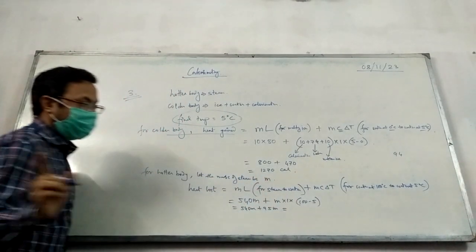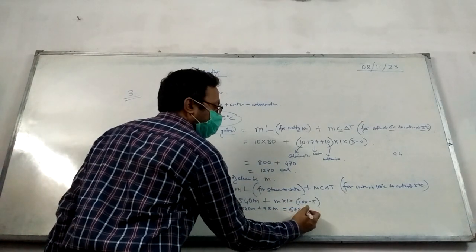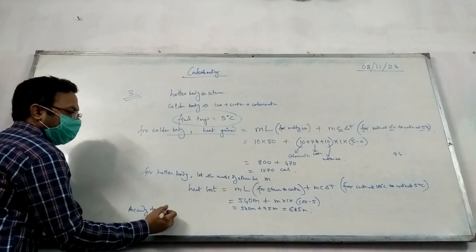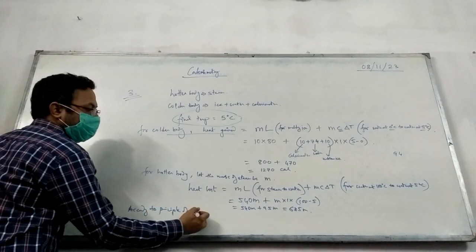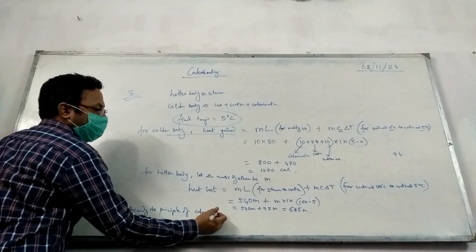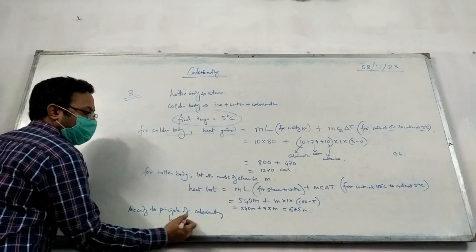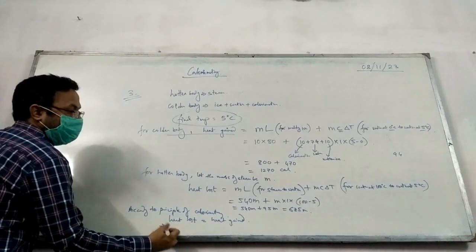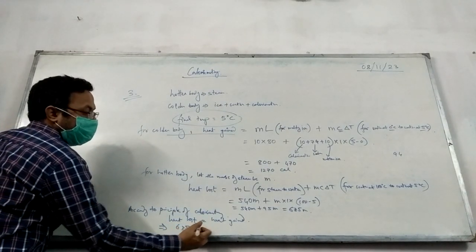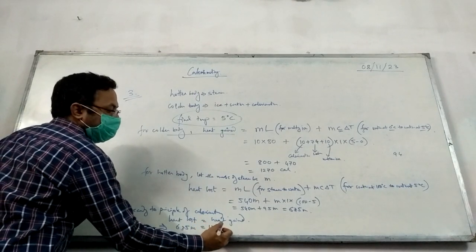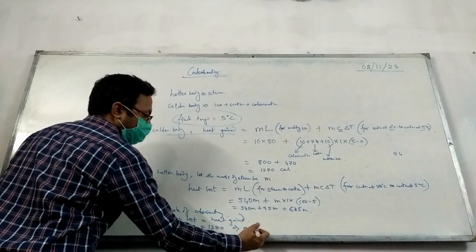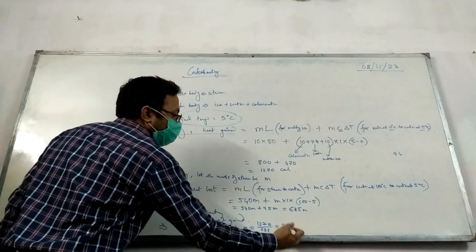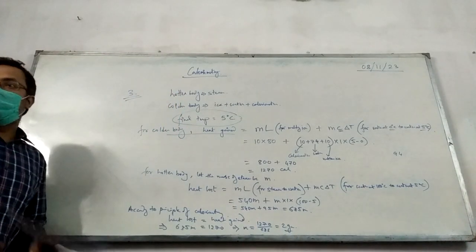Right, so 540 m plus 95 m. What is the total? The total is 635 m. Alright, now according to the principle of calorimetry, heat lost is equal to heat gain. So heat lost is 635 m and heat gain is 1270, so m is equal to 1270 by 635, which is 2. In the CGS system it will be 2 gram.